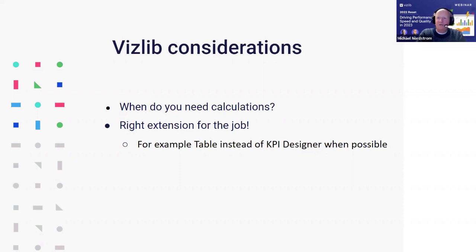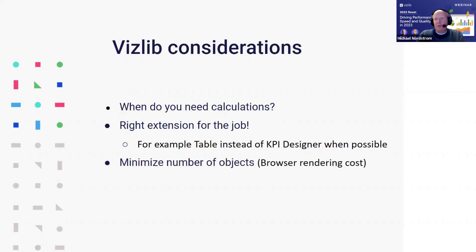So choose the right extension for the job. Look at all the ones that you have. We usually have good alternatives, and ask our support if you need help on that. Minimize the number of objects. So this goes to sort of sometimes it even is a limitation on the browser side. Like if you have slow browsers, it will actually take time to render.